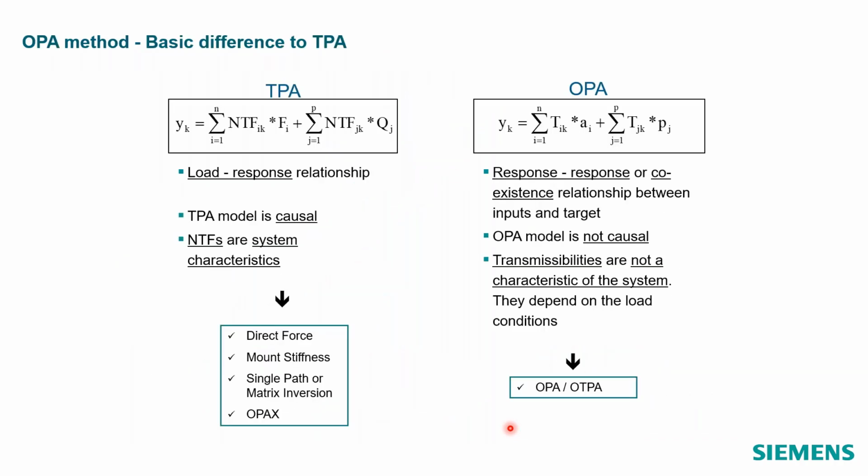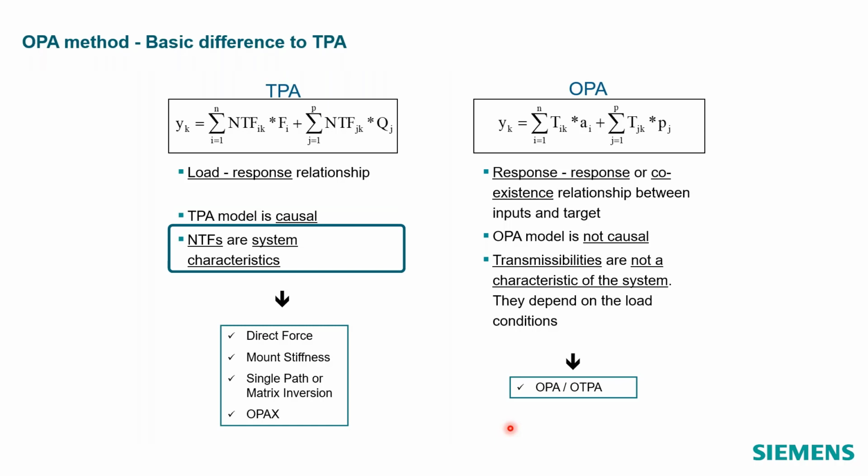So, differences between OPA and basic TPA. In transfer path analysis, it's a load-response relationship. In operational path analysis, it's a response-response relationship. It's not causal. The response may not be due to a force. It's a response-only study, whereas TPA is causal. The responses are due to a force.